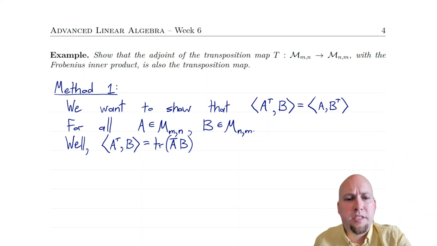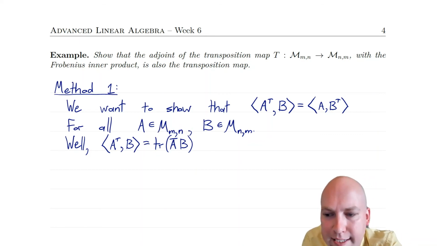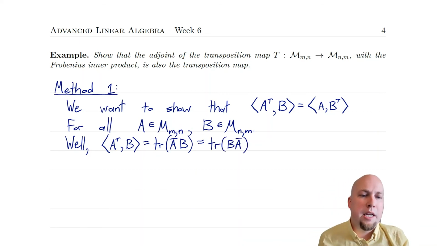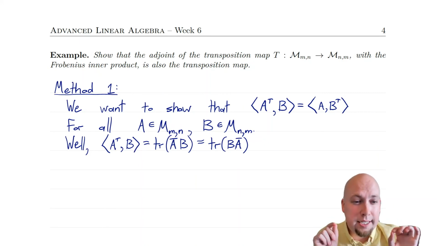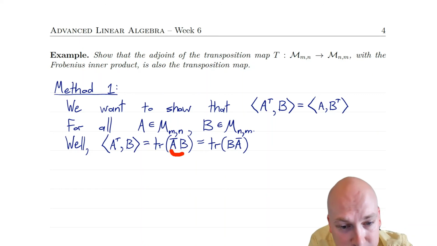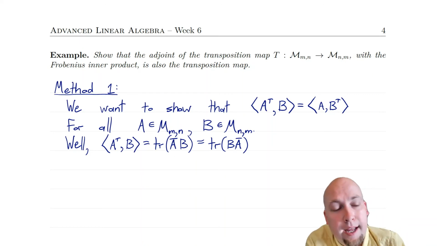Okay, and now I'm just going to rearrange using the properties of the trace. I'm going to rearrange this and write it in a little different way. So the first thing that I'm going to do is use cyclic commutativity of the trace. Remember, this is the really nice property of the trace that if I have a product of two matrices, I can swap the order of the product. So now I've just got B on the left, a complex conjugate on the right.